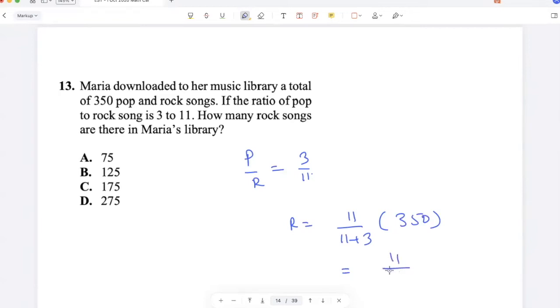So 11 by 14 into 350, right? So 7 twos are 14, 7 fives are 35. So 11 times 25: 11 fives are 55, carry 5, 27. So 275 rock songs.